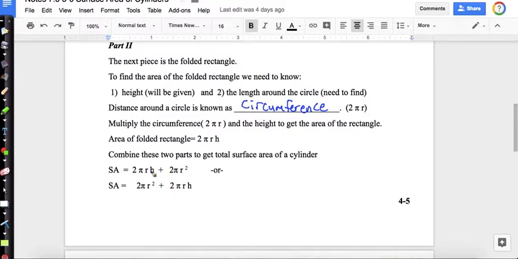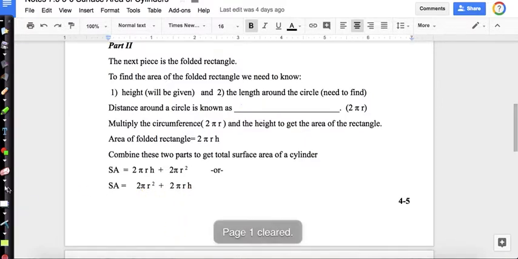Does anyone know why these two are the same? All I did was change the order of the two parts. Look, 2 pi r squared was at the end, now it's in the beginning. 2 pi r h was in the beginning, now it's at the end. Do you remember what property I used? Commutative property of addition, because there's an addition sign between the two parts that I was moving.